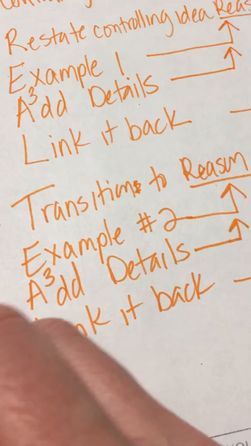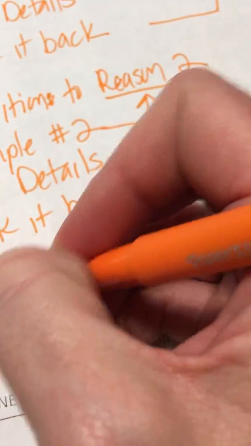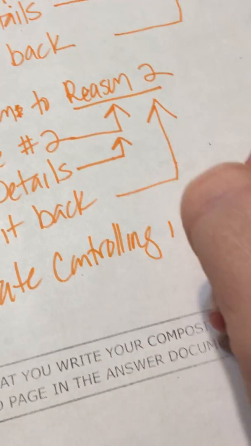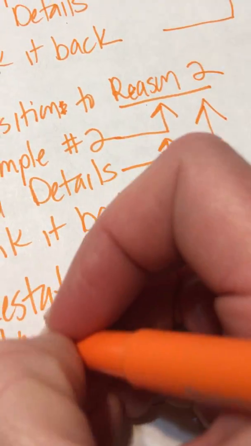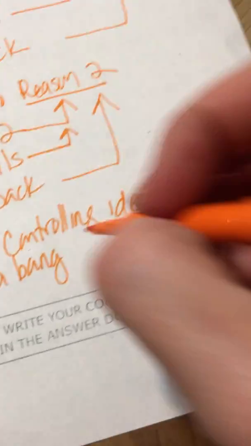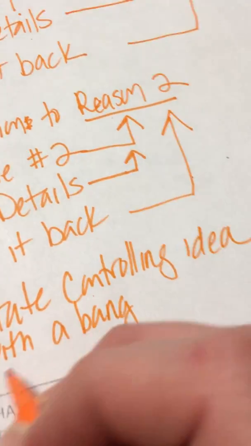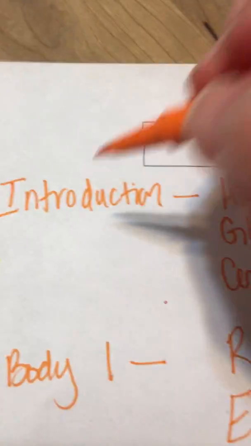Now, in my conclusion, I'm going to restate that controlling idea. I'm going to end with a bang by referencing my hook and giving the reader something to think about. Now remember, my conclusion is like an extension of my introduction, okay? It brings the reader back.